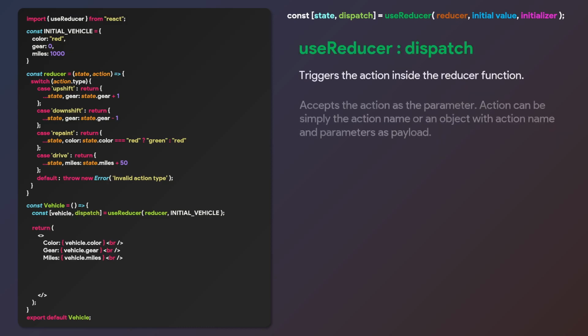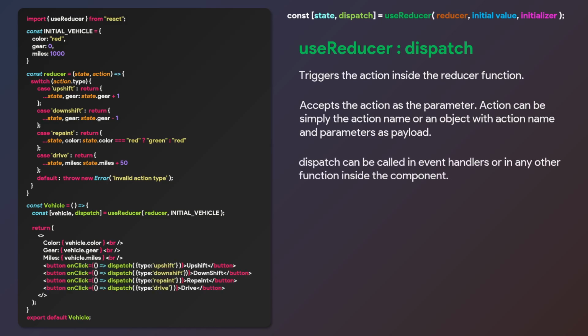And the next value is the dispatch method, which can be used to trigger the actions inside the reducer function. It accepts the action as the parameter. Action can simply be the name of the action or an object with the action name and parameters as payload, which will depend on how you have created the reducer function. The dispatch method can be called inside event handlers or any other function inside the component.